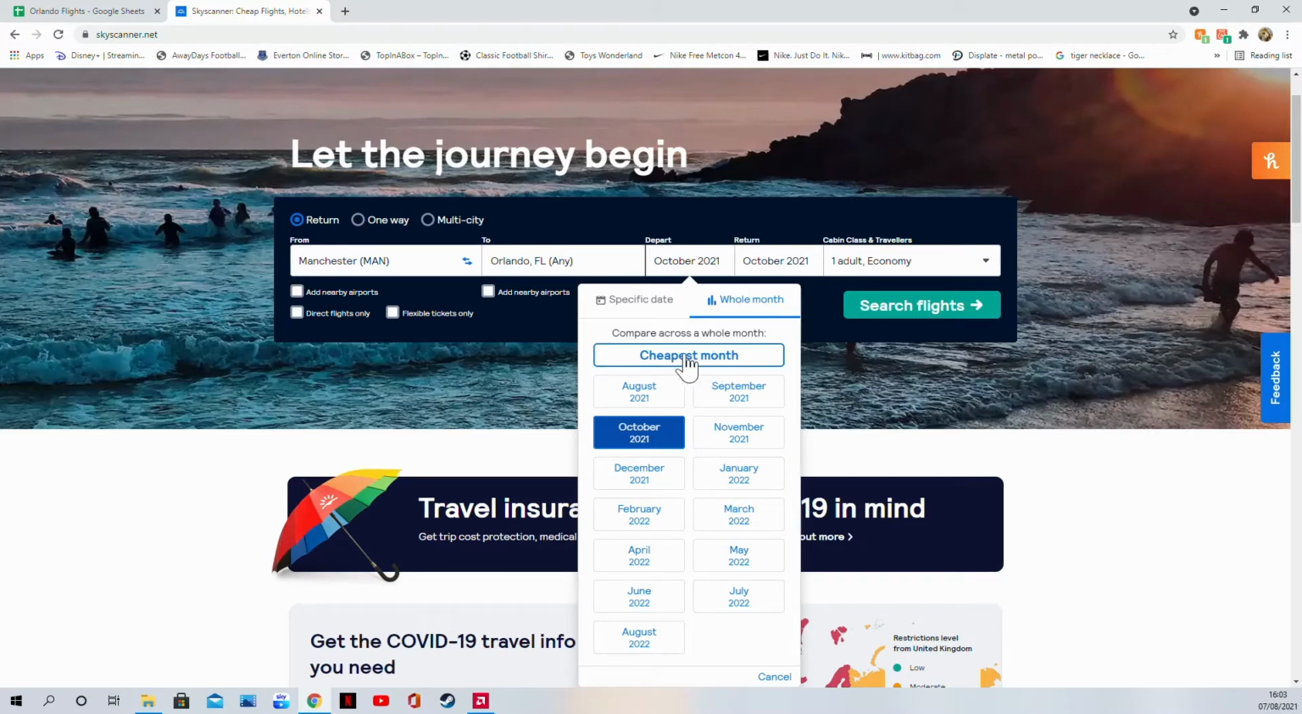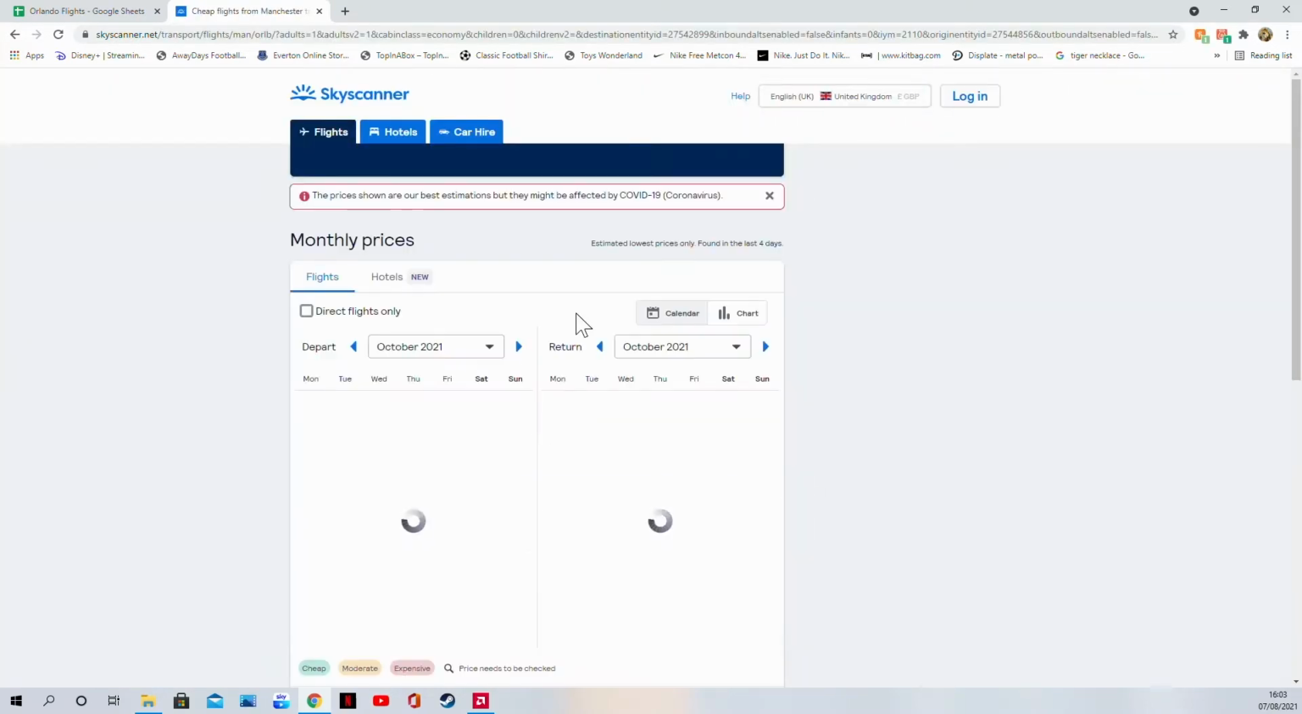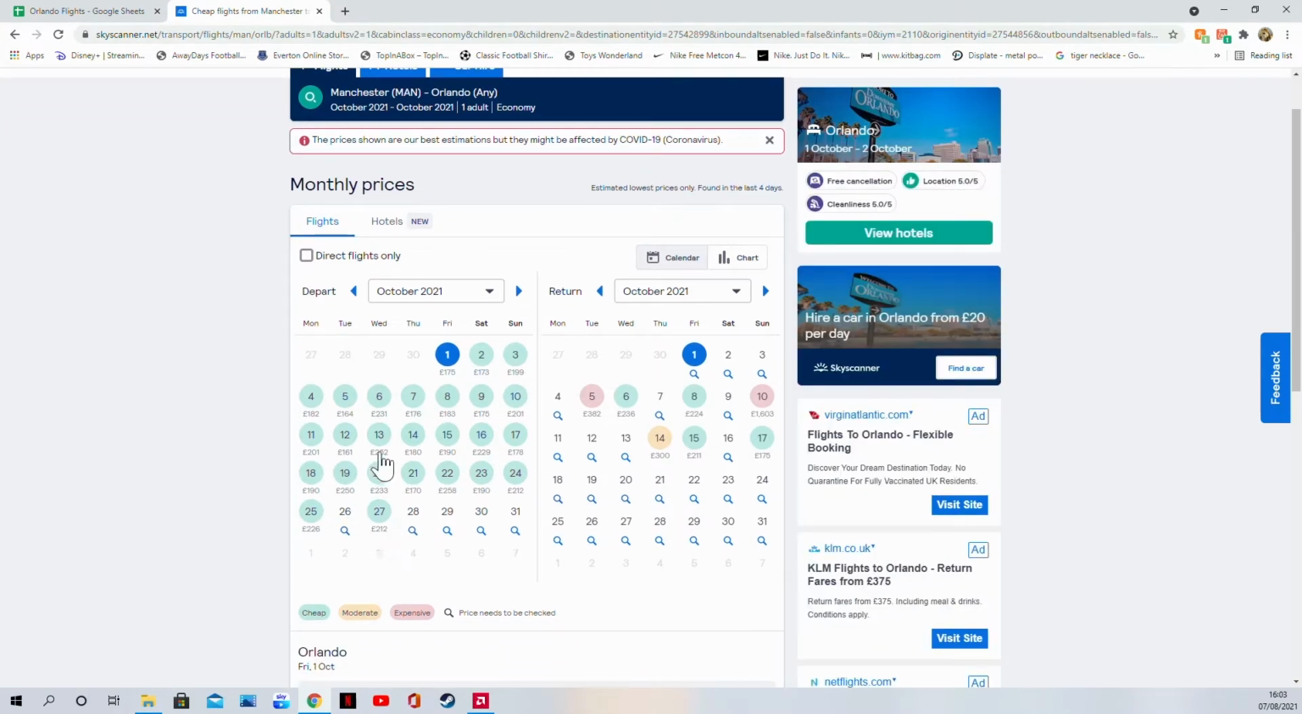You can compare the cheapest month of the year, which is useful if you don't know when to go, but we're looking at possibly going in October this year, so I would pick that one. Obviously one adult, so search flights. What that will then do is show me a really good calendar of the whole month, and it'll give me a rough idea of what flight prices are like for each specific day.